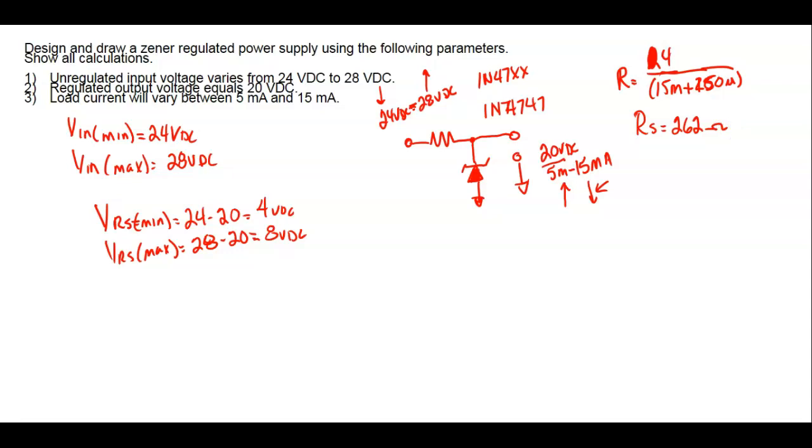And we're always going to do what? We're always going to round down for these, right? Always round down, because what we're trying to do is make sure that we're moving this current this direction. So we want the I reverse to go up. We don't want it to go down. So then what would I do? I got a 262 ohm resistor. We know there's no such thing as a 262 ohm resistor. So what would I do?